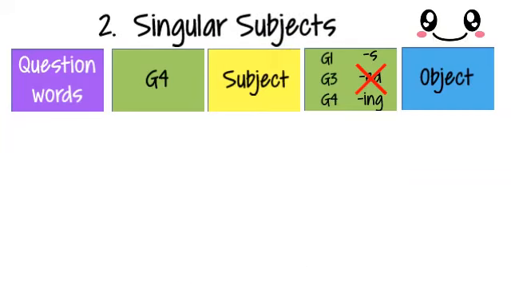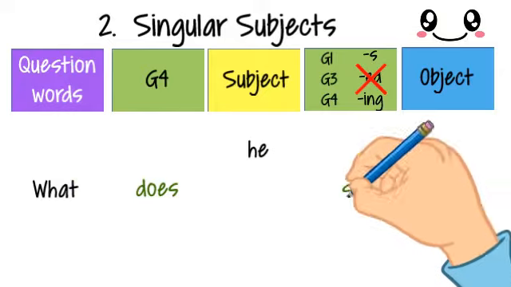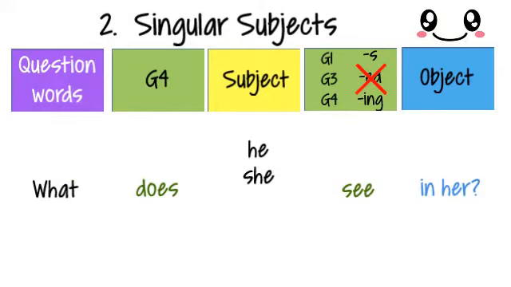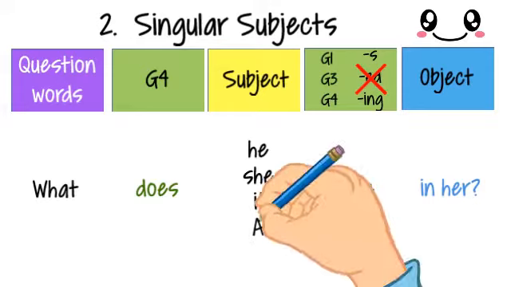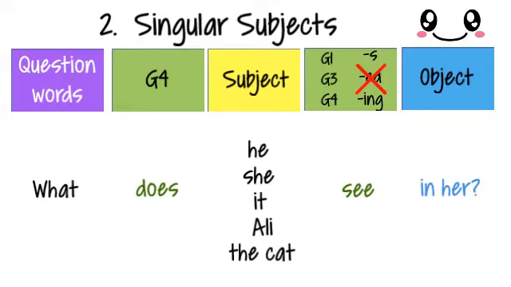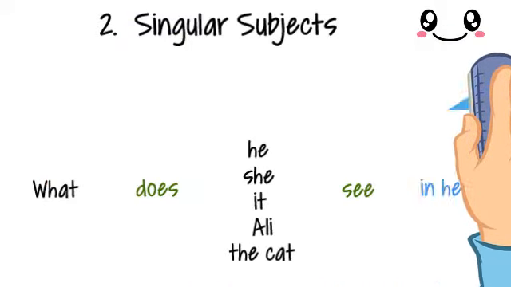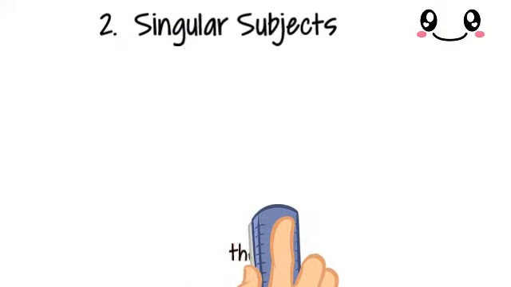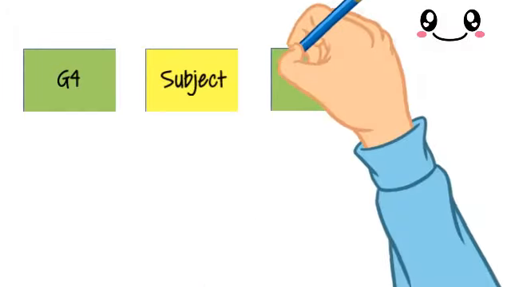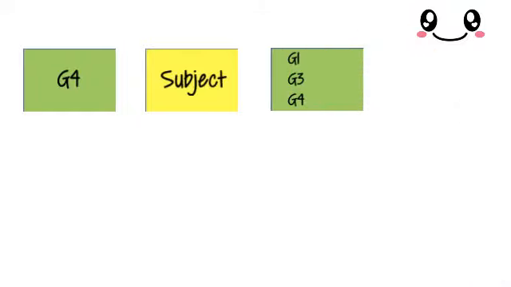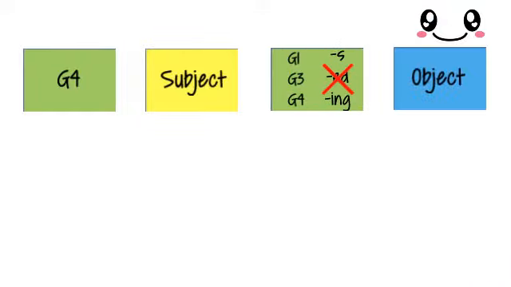The same goes for singular subject. For example, what does he see in her? What does she see in her? What does it see in her? What does Ali see in her? What does the cat see in her? Another way of forming a question can be like this. We can start with G4, subject, G1, G3, G4, no S, no ED, no ING, and followed by an object.